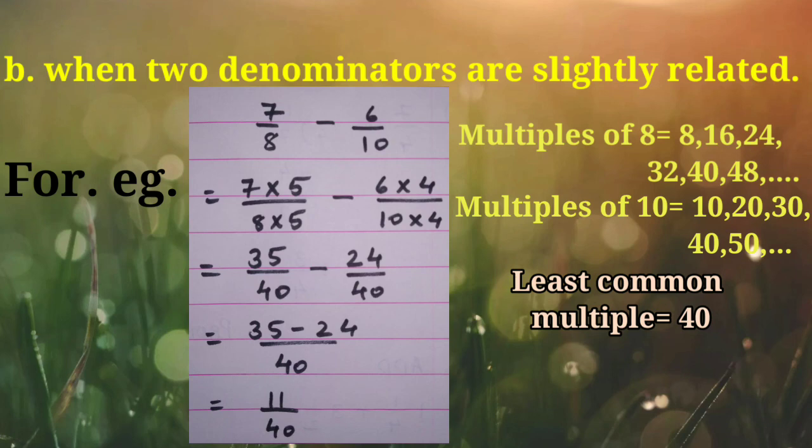To do this, we will have to multiply the fraction 7 upon 8 by 5 because 5 8s are 40, and the fraction 6 upon 10 by 4 because 10 4s are 40. And then we can subtract the two fractions normally. This was the second way of equalizing the denominators.